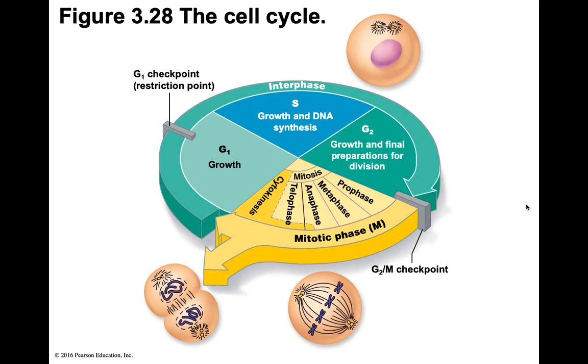Okay, so that's how we take one cell and turn it into two cells for the purposes of growth and repair. We have checkpoints, and we have those proteins, cyclins, and cyclin-dependent kinases that we talked about that help us push the cell through the cell cycle in order to create our two genetically identical daughter cells.